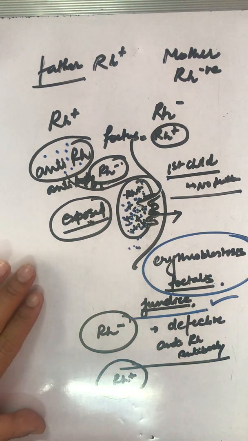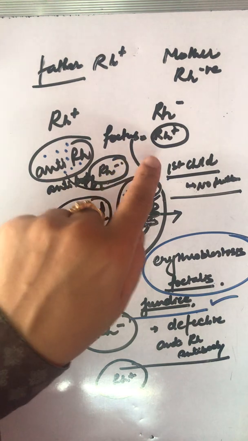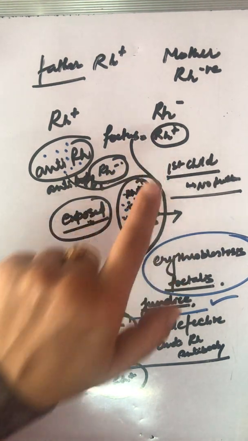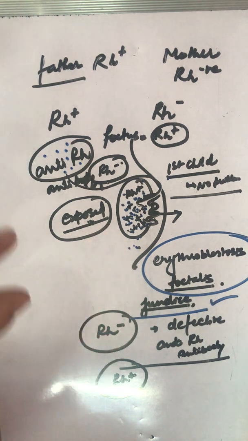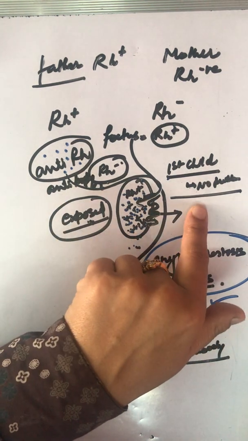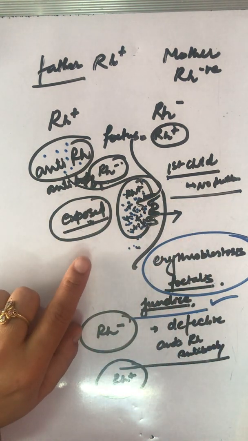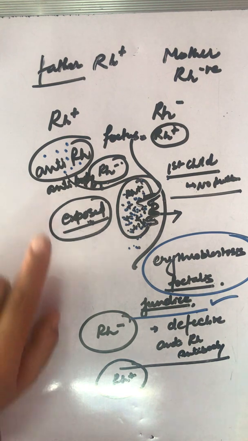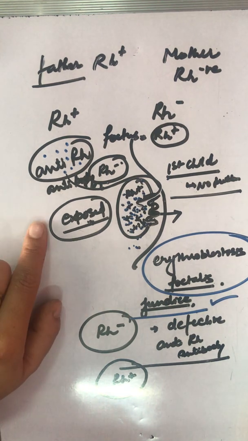So in this case, when there is an Rh negative mother and an Rh positive fetus, the first pregnancy remains normal, but the second pregnancy shows a fatal result if the mother's blood is not treated prior to that. Clear?